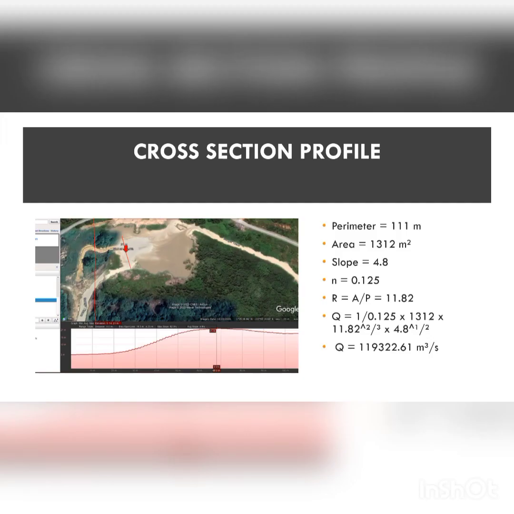So next is the cross-section profile. We have 3 cross-section profiles. For the first cross-section, the perimeter is 111 meter and the area is 1312 meter square. We calculate the water flow, which is 119,322.61 meter cube per second.